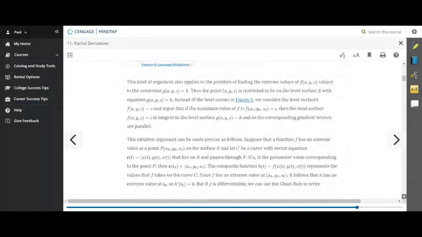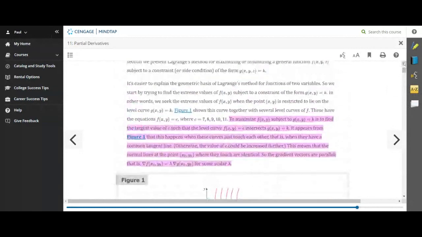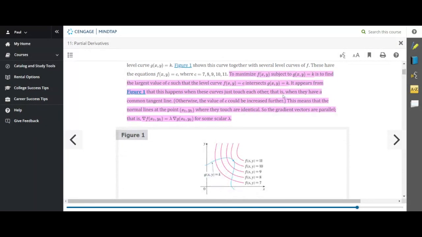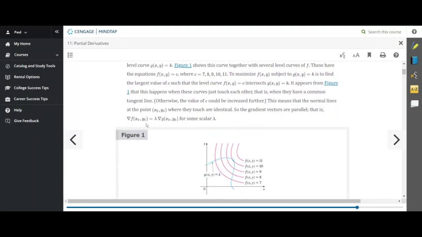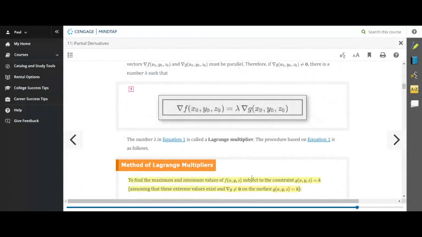Okay, so let me see here, one moment, class. So we basically justified this result, but it can be extended to this result.